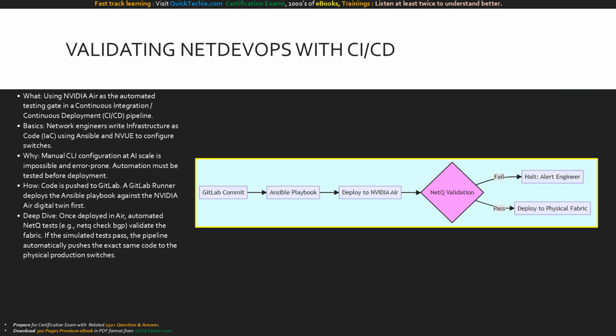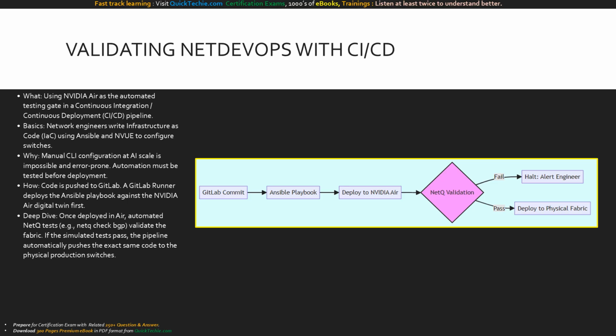Now we integrate Air into the modern workflow, NetDevOps and CI/CD pipelines. What does this mean? It means we treat our network like software developers treat code. The basics. Engineers use Ansible and the NVIDIA object model to define switch configurations. Why do we do this? Because typing CLI commands across 500 switches in an AI factory guarantees human error.